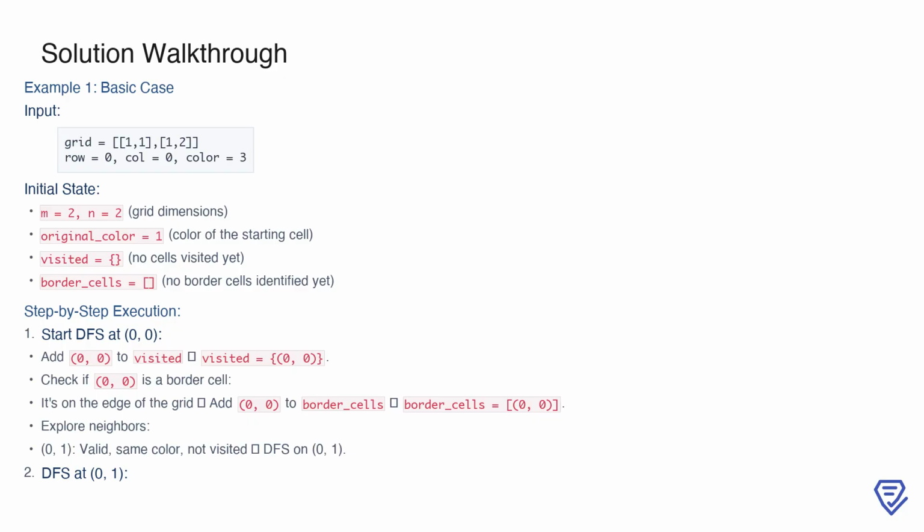Using depth-first search, we start at 0, 0. This cell is immediately marked as visited, and since it lies on the edge of the grid, it is identified as a border cell and added to the border_cells list. We then explore its neighbors, starting with 0, 1, a valid cell of the same original color that hasn't been visited yet, prompting a recursive DFS call.